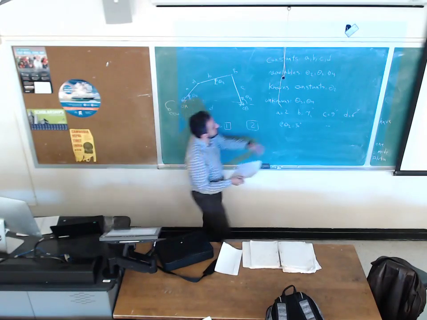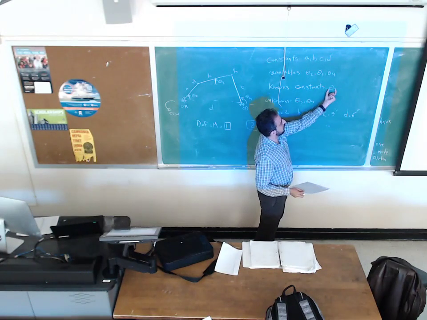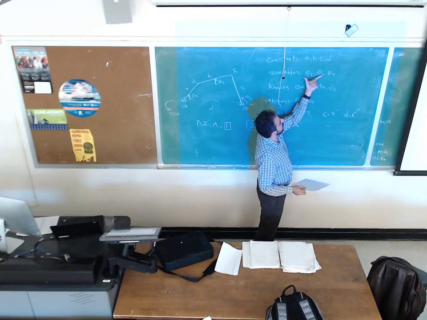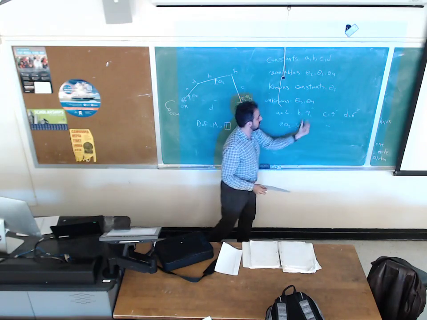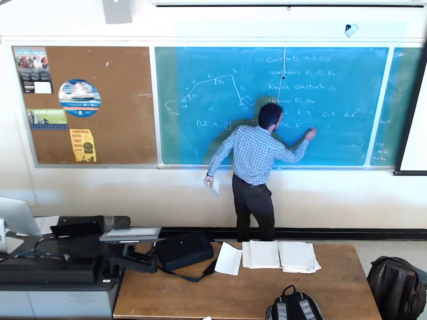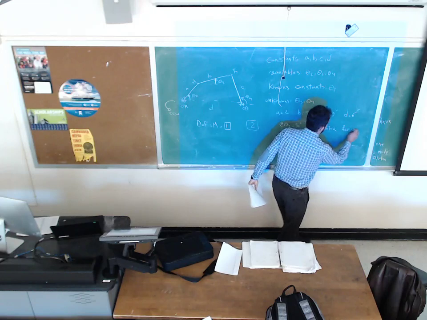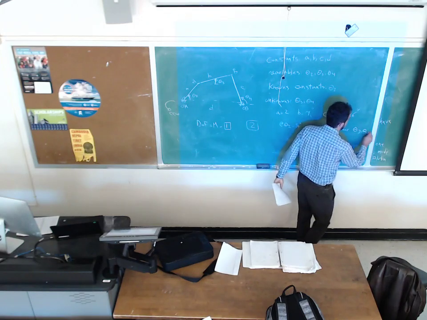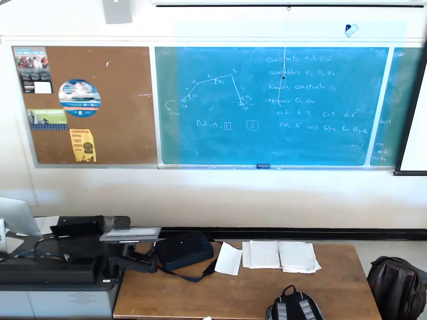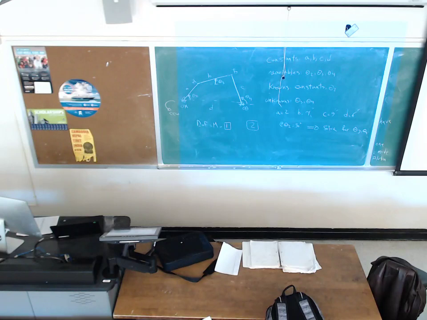So I gave you the lengths of the mechanism, and I have to provide the value of one of the variables. I provided theta 2, and I'm looking for theta 3 and theta 4. I'm going to repeat myself here, but just with the numbers. So I pick the point OA.